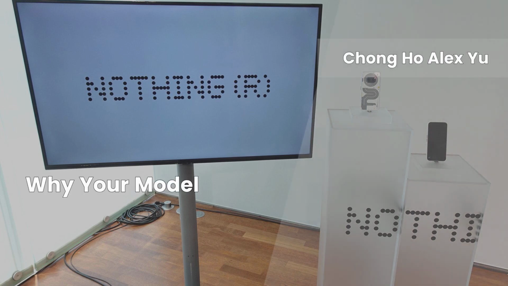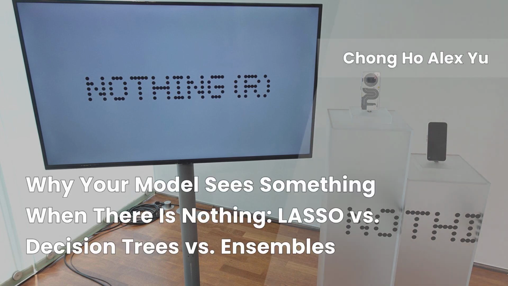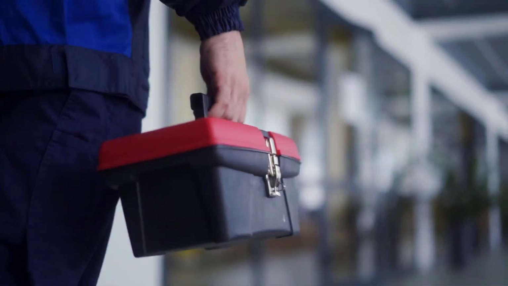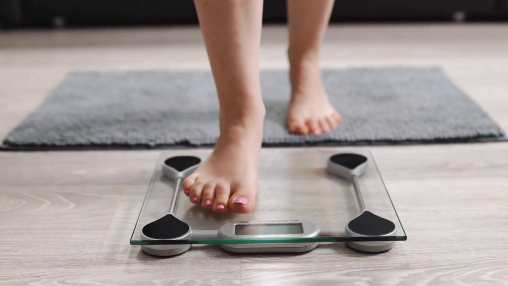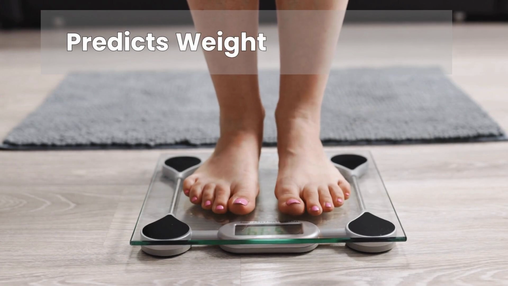Why your model sees something when there is nothing. LASSO versus decision trees versus ensembles. There are many data science and machine learning methods in the toolbox. Which one should be used depends on the context. Let's kick things off with a concrete example.